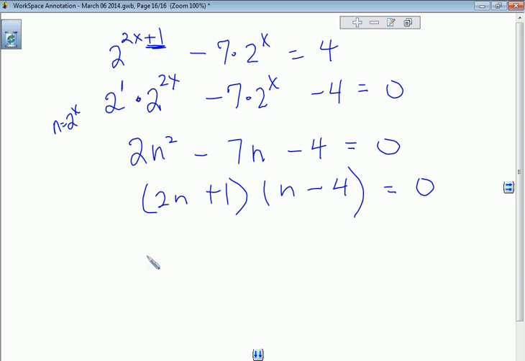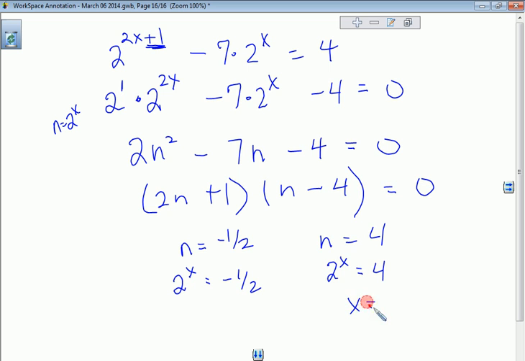And so this is 2. Here my n is going to equal negative 1/2. And here my n is going to equal 4. Well, is there any way to raise a positive base and get out a negative number? No, so that's not going to work for me. And then here I get this. And what power do I raise 2 to? The second.